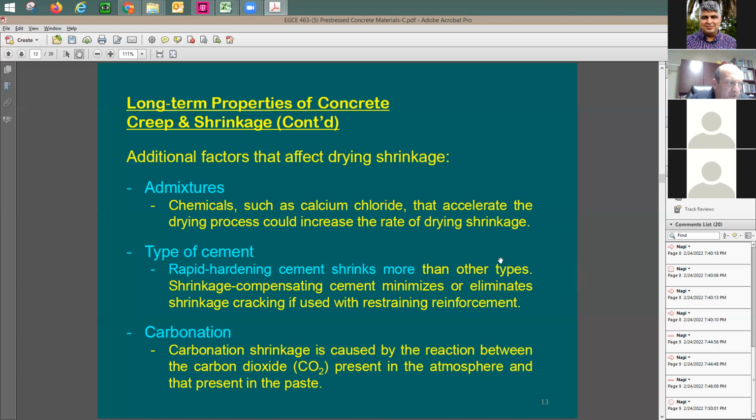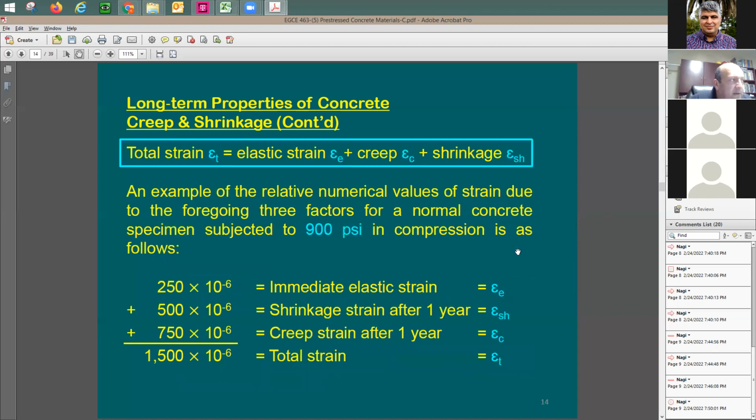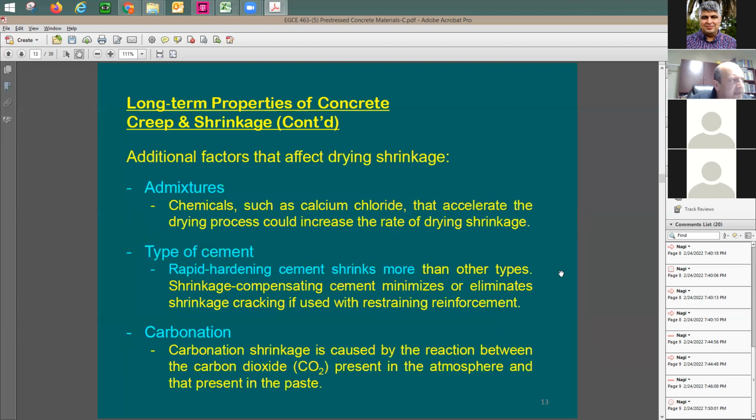Also the carbonation, which is this chemical reaction between the carbon dioxide and the cement itself. Well, anyways, the total strain, epsilon sub t, which means the total. I'm going to go back here a few slides.